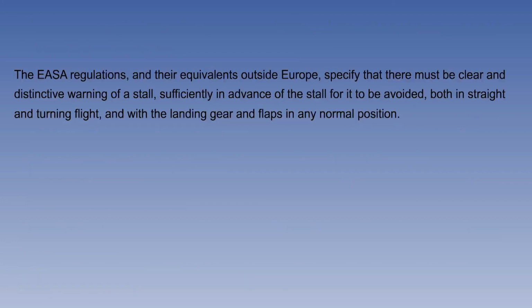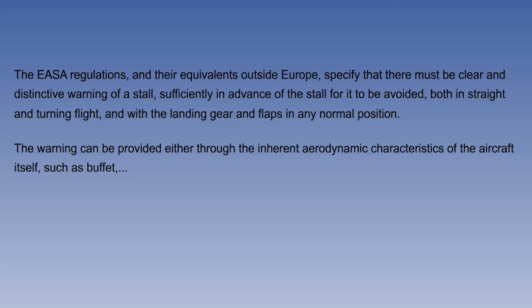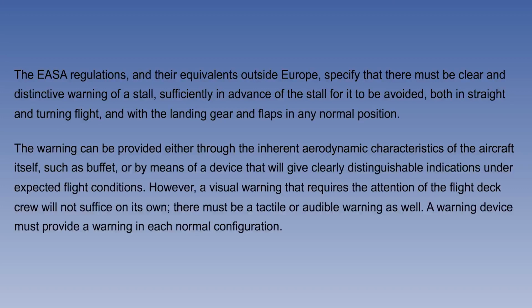The EASA regulations and their equivalents outside Europe specify that there must be clear and distinctive warning of a stall, sufficiently in advance of the stall for it to be avoided, both in straight and turning flight, and with the landing gear and flaps in any normal position. The warning can be provided either through the inherent aerodynamic characteristics of the aircraft itself, such as buffet, or by means of a device that will give clearly distinguishable indications under expected flight conditions.